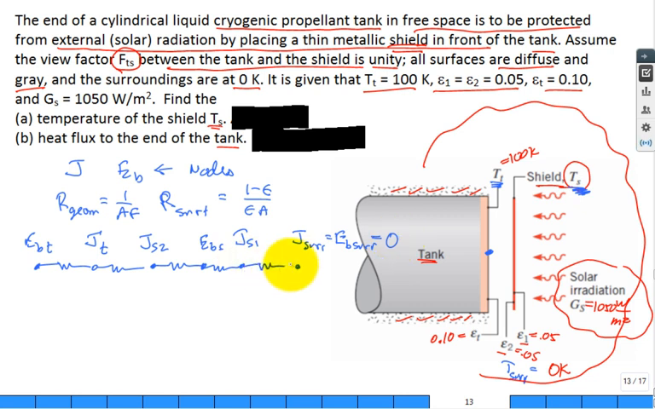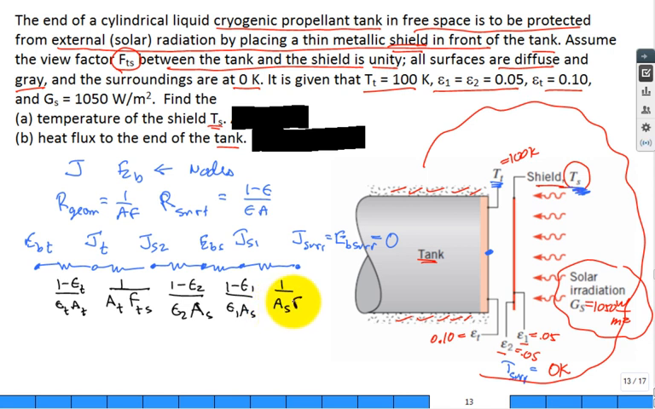And so we have that last resistor. So let's go ahead and put our values in. This would be a 1 minus epsilon tank over the epsilon tank area of the tank. This would be the area of the tank view factor tank to shield. This would be 1 minus the emissivity 2 over emissivity 2 area of the shield. 1 minus emissivity 1 over emissivity 1 area of the shield. 1 over the area of the shield view factor shield out to surroundings.